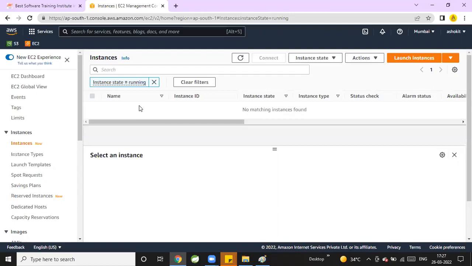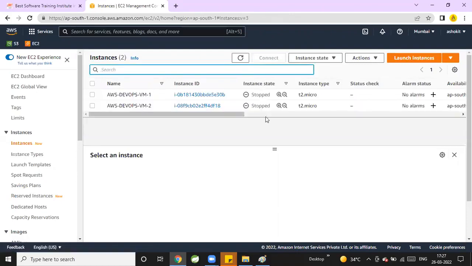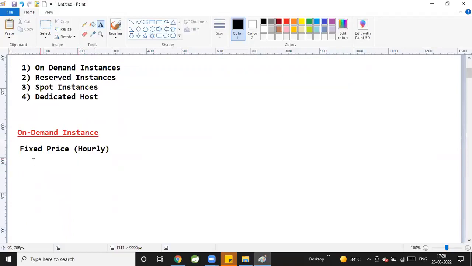Now, you launch one EC2 instance, use it for 10 minutes and you stop it. Whenever you stop it, they don't calculate the bill. But if your instance is running, they will calculate it. If you use it for 10 minutes, will they charge for 10 minutes or for 1 hour? What is the minimum time they consider for bill calculation? Hourly. Fixed price will be available, on an hourly basis.